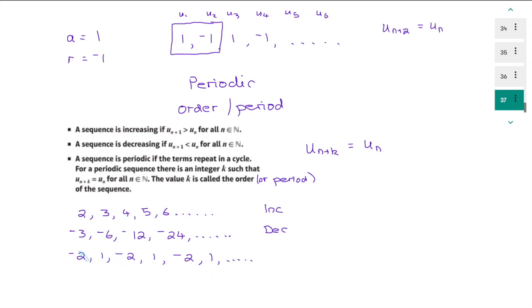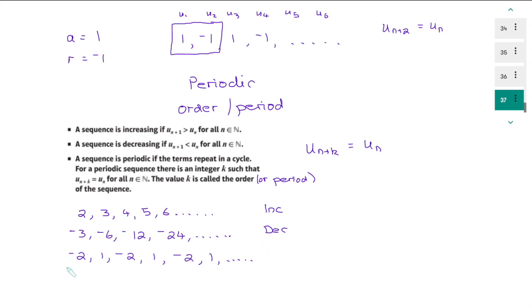Okay, is it arithmetic? No, because here we add 3 and then we take away 3. So it's not arithmetic. It's not geometric. There's nothing we're multiplying by. Or is there? So let's double check. Are we multiplying by anything here? What would we have to multiply minus 2 by to get 1? We'd have to multiply it by minus a half. Well, 1 times minus a half is not minus 2. So this is neither arithmetic nor geometric.